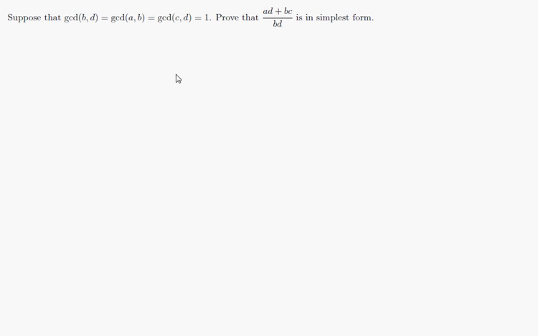Let's now take a look at this problem. Suppose that b and d are relatively prime. Suppose that a and b are relatively prime, and suppose that c and d are relatively prime. Prove that (ad + bc) over bd is in simplest form.